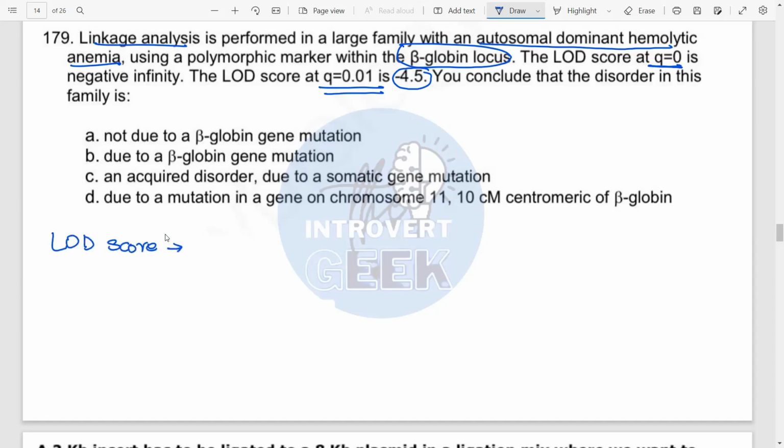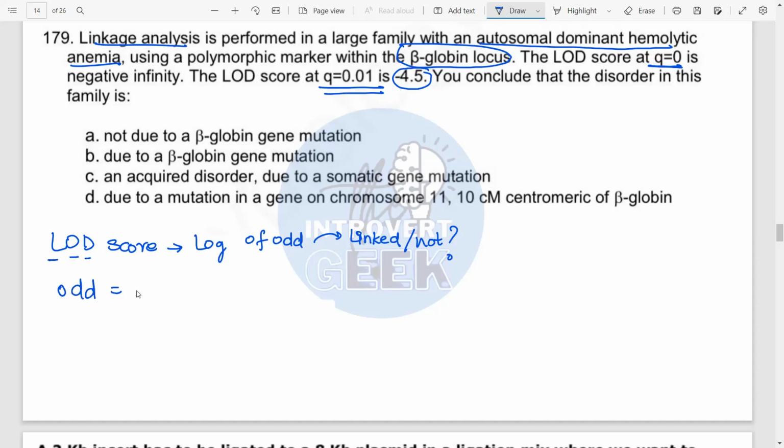Now, what is the LOD score? The full form is actually log of odds. What does the log of odds score tell you? It helps you understand whether a gene is linked to a particular disorder or a particular trait or not. It helps you understand whether the trait you are talking about is linked or not. This is applied in a pedigree as well. So how do we calculate this?